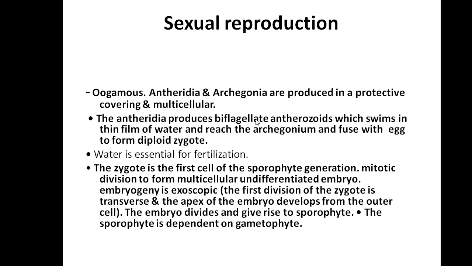When the Antheridia produce biflagellate sperms, they produce two-flagellated structures. These flagellated structures swim in the water, reach the archegonium, and fuse with the egg of the archegonium to produce a diploid, 2n zygote. So water is very essential for fertilization, and the zygote is the first cell of the sporophyte generation. Okay, and it divides mitotically.